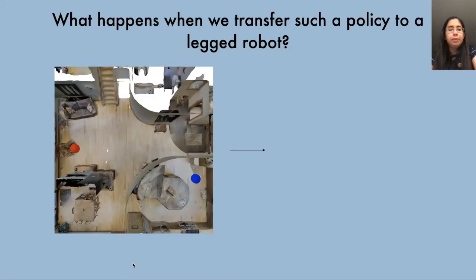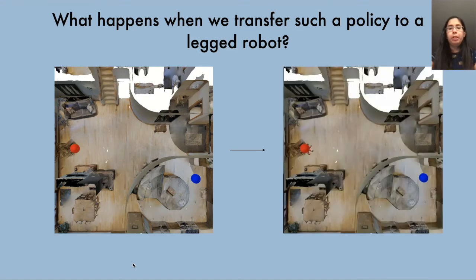But what happens when we take a point nav policy like this, which is trained on a spherical dynamics model, so no dynamics, just a sphere moving in space, to a legged robot like DAISY? The sphere has no knowledge about the dynamics properties of DAISY. So it doesn't know that DAISY has a limited turning radius, it has torque and friction saturations. As a result, DAISY gets stuck on this corner and is not able to reach the goal.